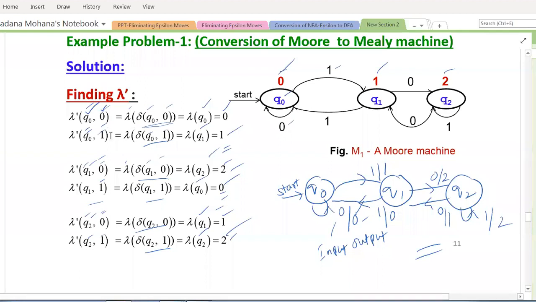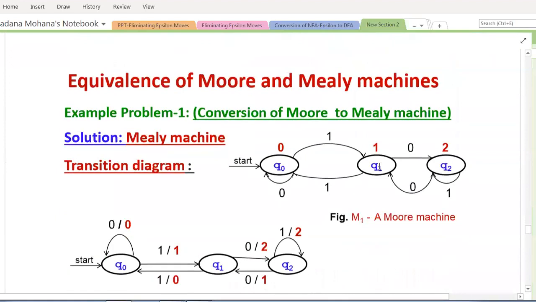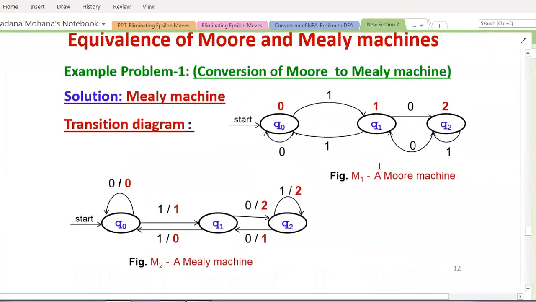Here we only need to find out lambda dash, that is the output function, using this rule. Remaining all are the same as the given Moore machine. Now this is the transition diagram of the equivalent Mealy machine for the given Moore machine. You can see clearly it is shown here, whatever I explained: transition followed by output, so input followed by output for each and every state. Here the red color representation, 0, 1, 2, are the outputs.